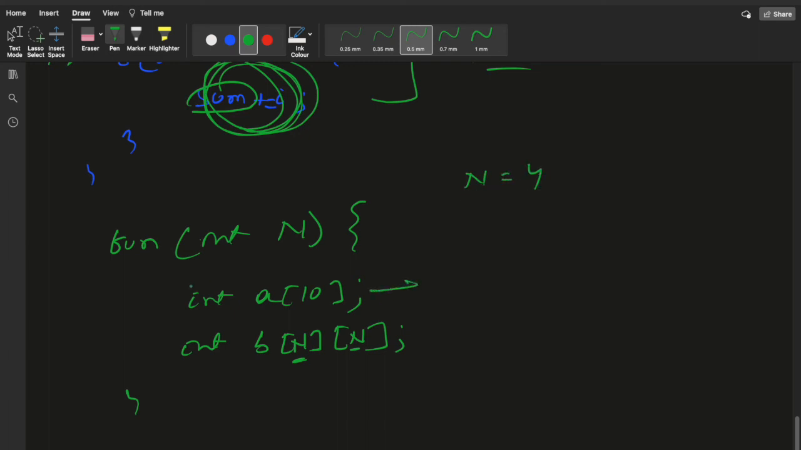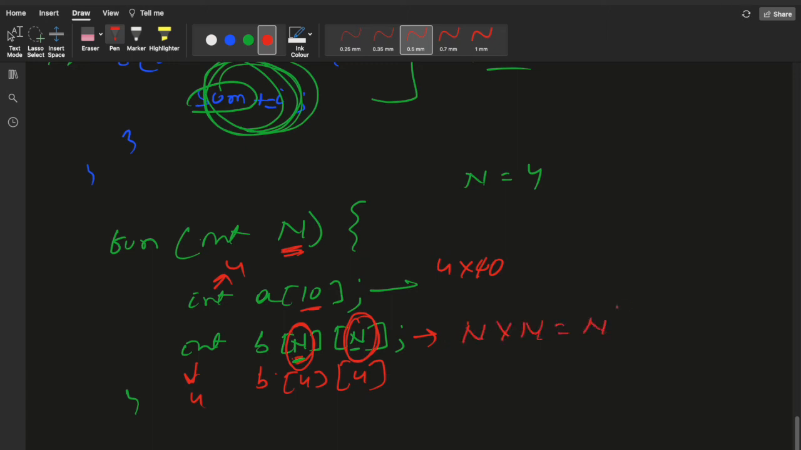So int is allocating 4 bytes, and it is allocating 10, so 4 into 10. Now this b is depending on n, because we are using the input value to specify the space for b. So this is b of 4 and 4, so what we are doing is n into n. We are doing n square.